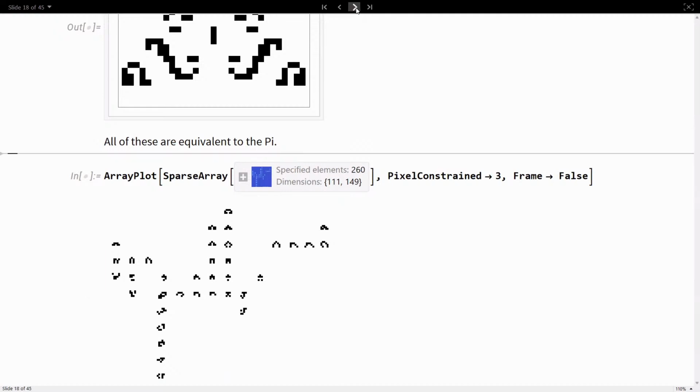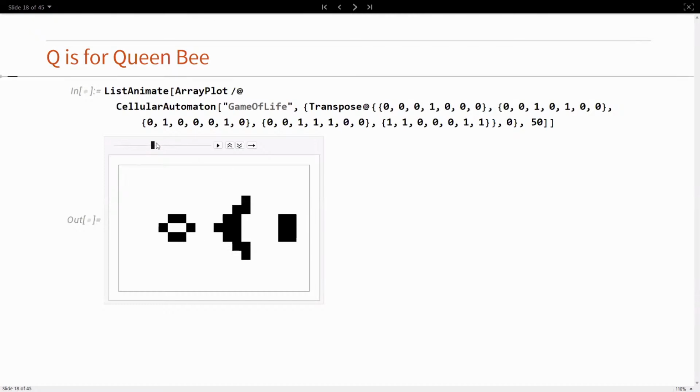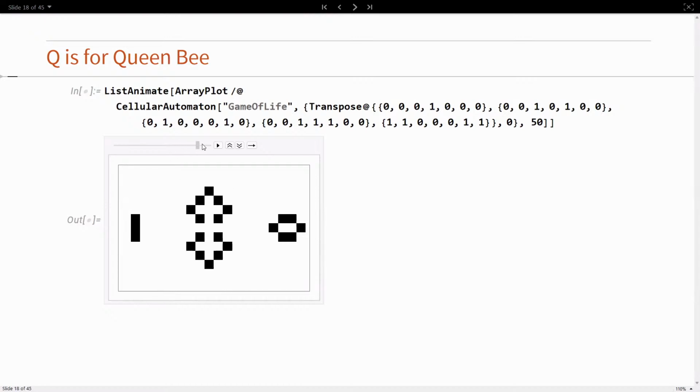Q is for queen bee. I mentioned this shape here. So it has one of the early interesting evolutions. After a number of steps, it's recreated itself and left a beehive behind. As it continues evolving, it creates another beehive and turns around again, but then it bumps into the previous beehive, and from there on, it's just chaos again.